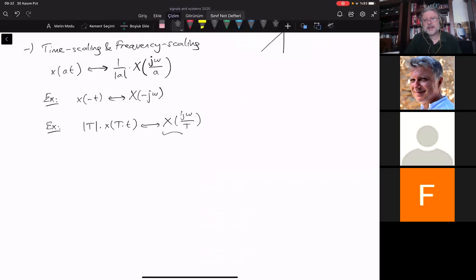This is a frequency scaled signal. So how do you find the inverse Fourier transform of it? From the not frequency scaled version of it, if you already know it. Just apply this formula.